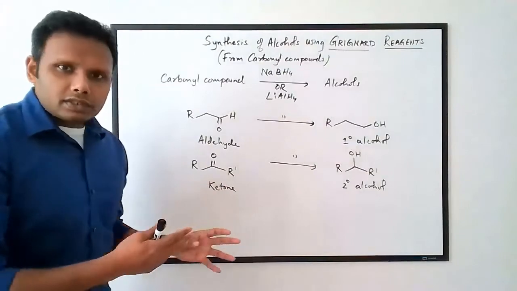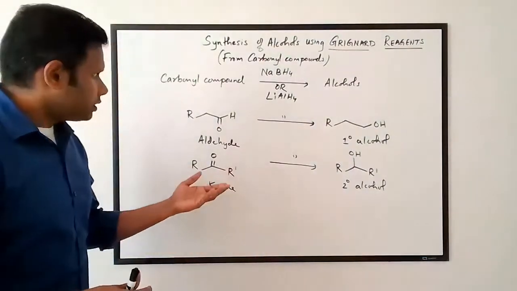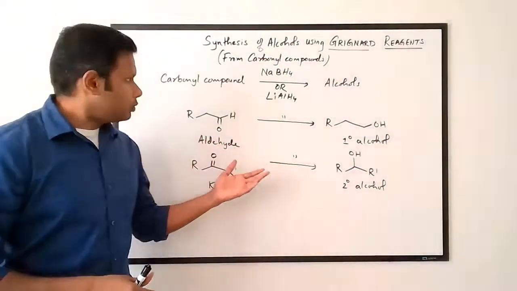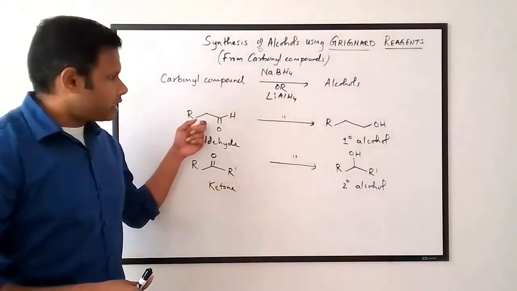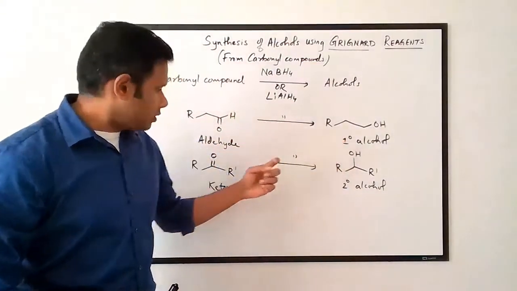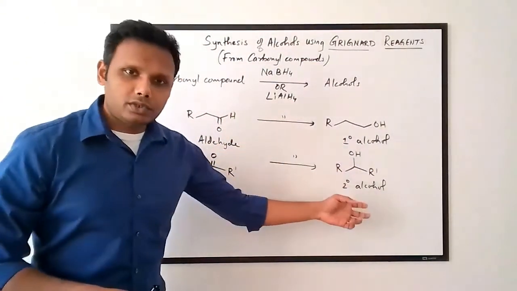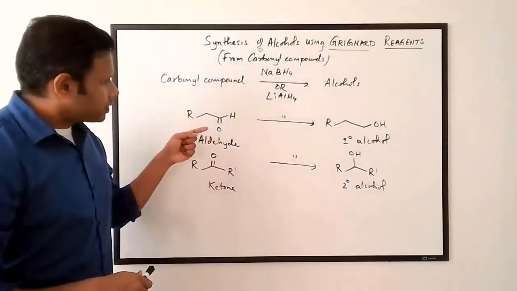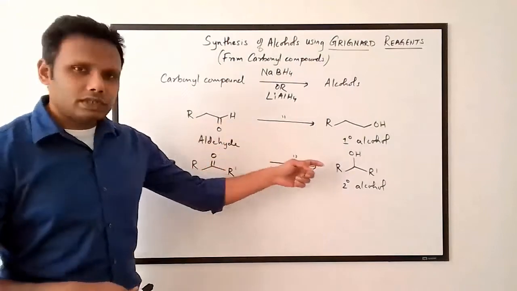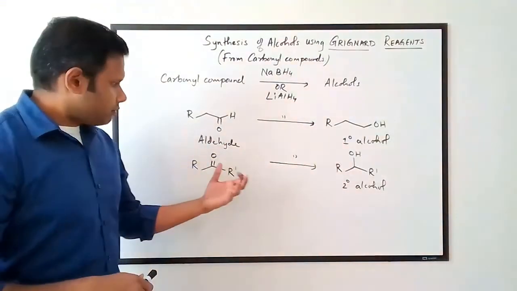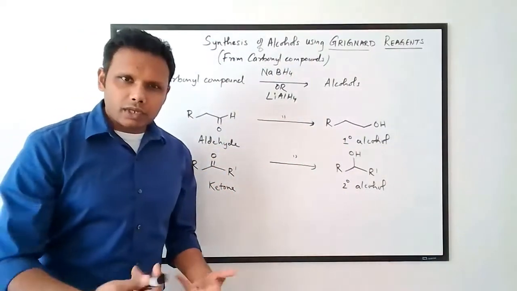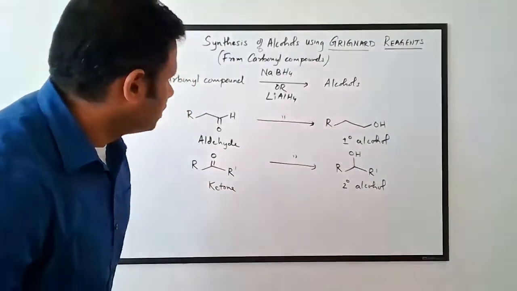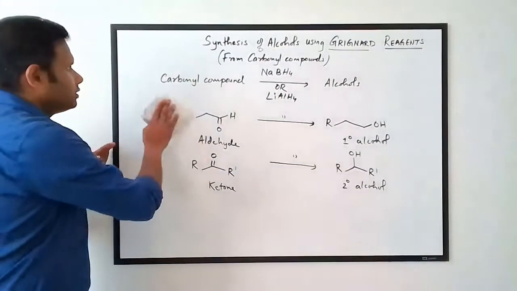So the question is, are we limited then? Is this all we can do? Can I only convert an aldehyde into a primary alcohol and a ketone into a secondary alcohol? Or is it possible to convert an aldehyde into a secondary alcohol and maybe a ketone into a tertiary alcohol? Let's see what that would take.